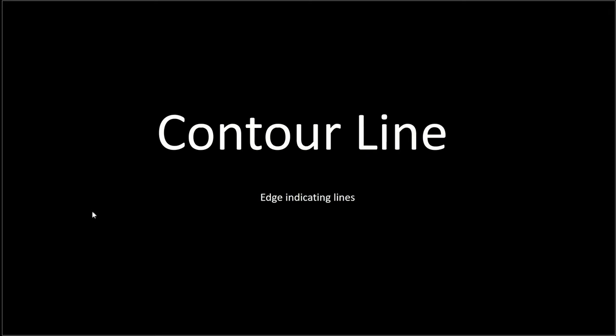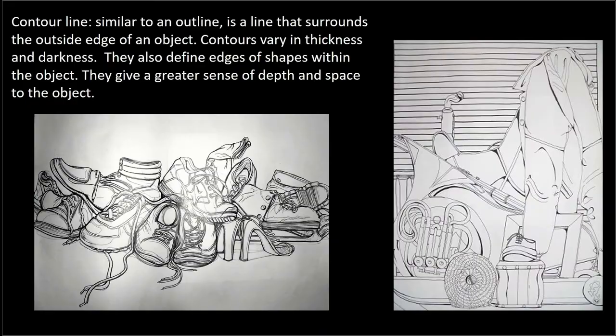Let's go ahead and take a look at edge indicating lines, contour lines. A contour line is similar to an outline, a line that surrounds the outside edge of an object. Contours vary in thickness and darkness. They also define edges of shapes within the object, and they give a greater sense of depth and space to the object. And here you can see examples of that. See how these lines are getting thicker and thinner? It's showing information inside as well as exterior edges.